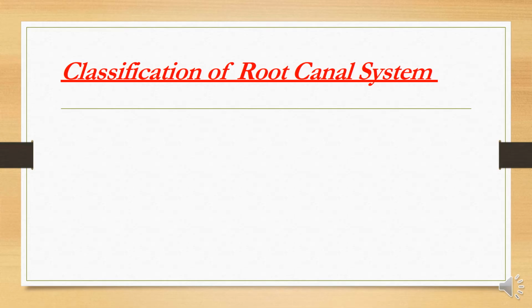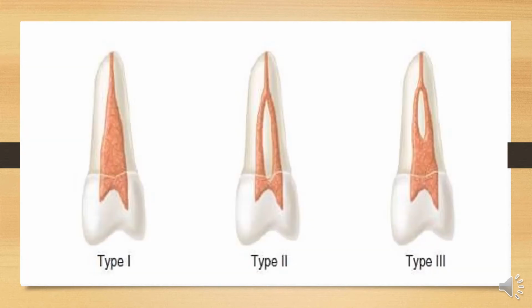The classification of the root canal systems. The root canal system can be classified into 8 types. Type 1, where we have a single root canal. Type 2, where we have a single orifice which divides into two and forms a single canal and leaves the root canal system as a single canal.